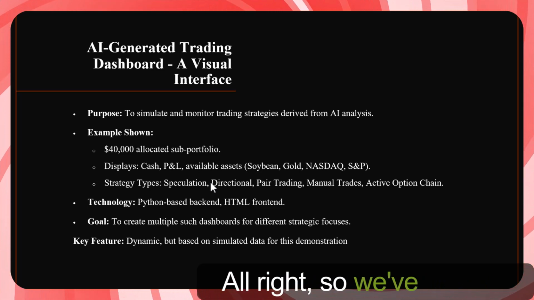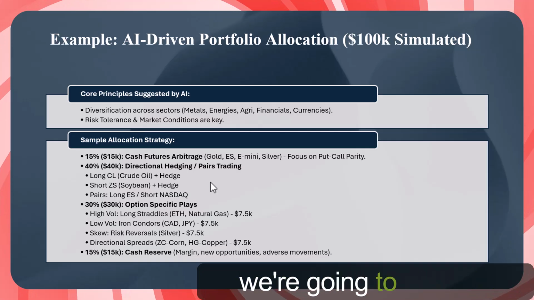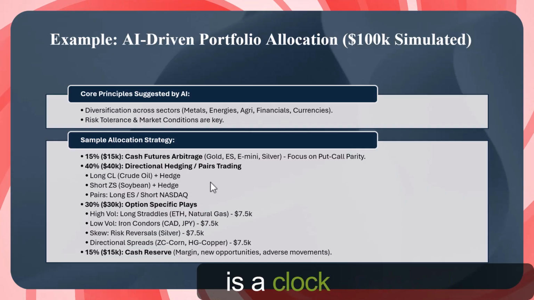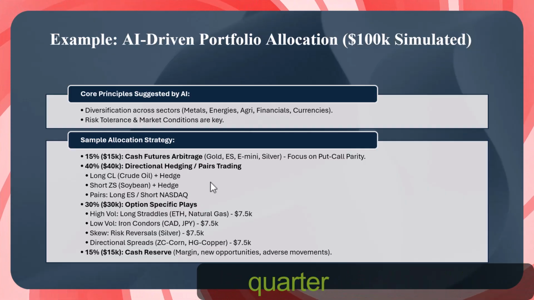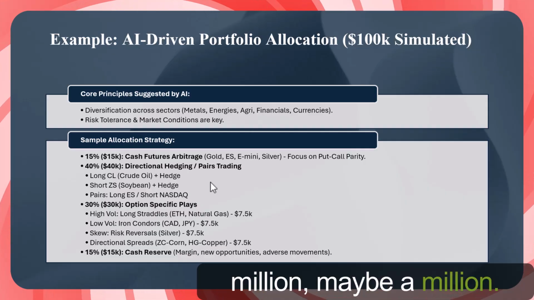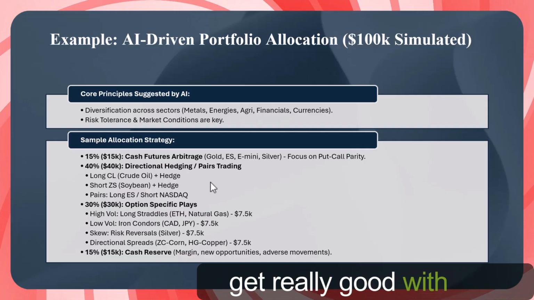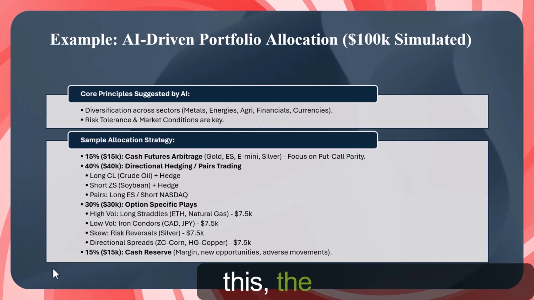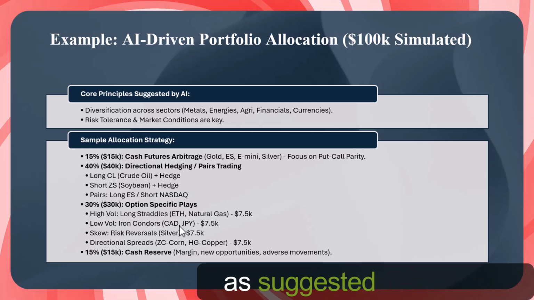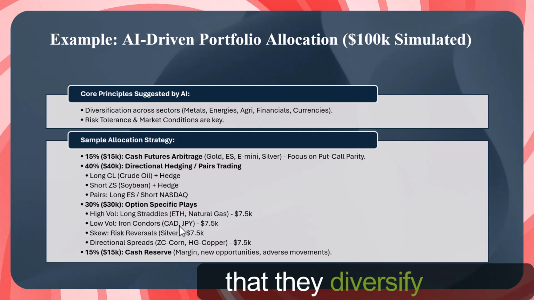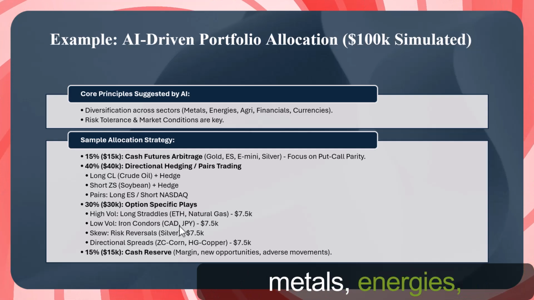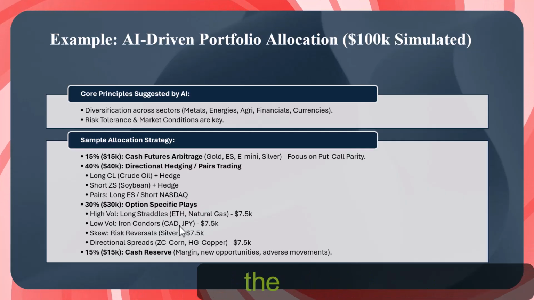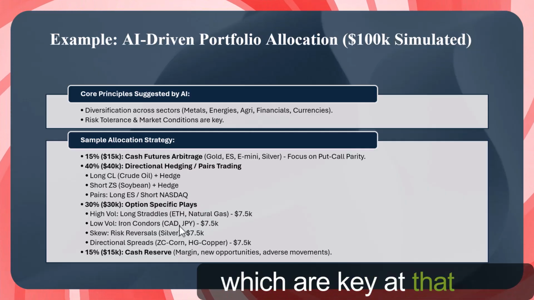All right, so we've got an AI-driven portfolio. Let's say we're going to allocate $100,000 to it. And again, if you're an institution, $100,000 is pocket change. You could be given a quarter million, half a million, maybe a million, just to test it out. And if you get really good with this, obviously that account size grows. So part of this, the core principles as suggested by the AI, is to diversify across different sectors: metals, energies, agriculture, financials, and currencies. We can also build in the risk tolerance and the market conditions, which are key at the time when it's generated.